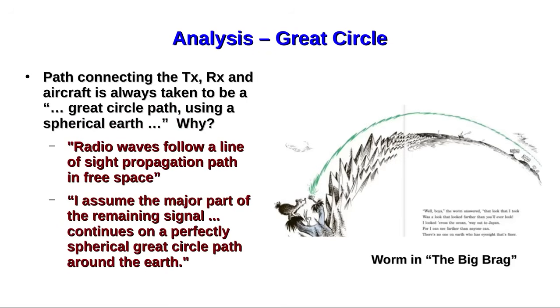Another assumption made by Godfrey is that a radio signal follows a line-of-sight propagation path which he contends is a great circle around a spherical Earth. Why would one make such an assumption? It reminds us of the Dr. Seuss book The Big Brag, where the worm does indeed have a line of sight that is a great circle around the Earth. Amazing! In reality, a whisper signal bounces multiple times between a spheroidal Earth and a distinctly non-spherical ionosphere, and the path is close to being a geodesic on a spheroidal Earth, not a great circle around a spherical Earth.